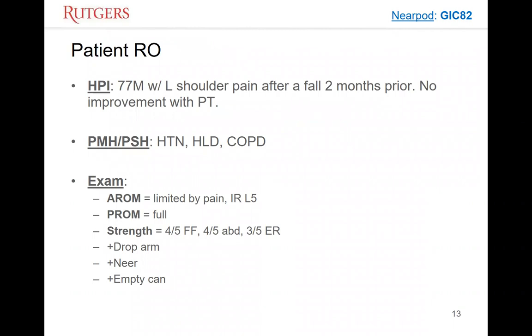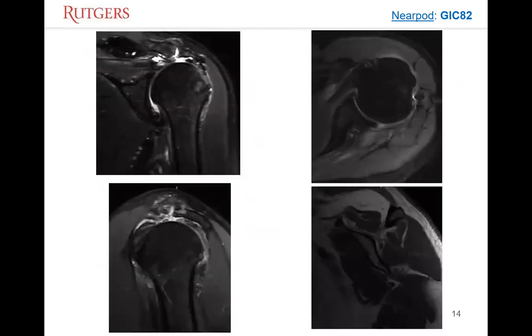Our next patient is a 77-year-old male, also with left shoulder pain that was aggravated a few months ago from a fall. Had no improvement with physical therapy. On exam, he had a similar exam to the prior patient with limited active range of motion and strength. On his MRI, it showed a full thickness retracted supraspinatus tear with a partial thickness infraspinatus tear and mild atrophy. So what are we thinking for him?